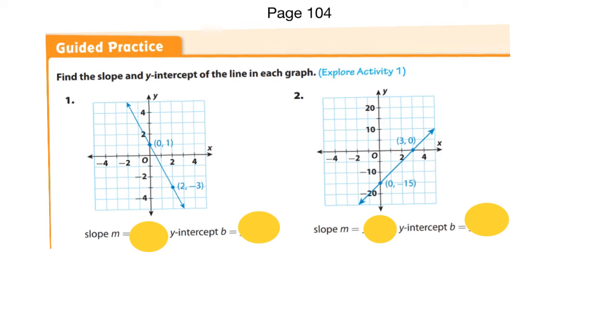So here we are on page 104, the guided practice. We'll be finding the slope and y-intercept of the line on each graph. The easiest one to do is going to be your intercept. And for your intercept, all you do is look along the graph, and as soon as you hit the y-axis, you stop.